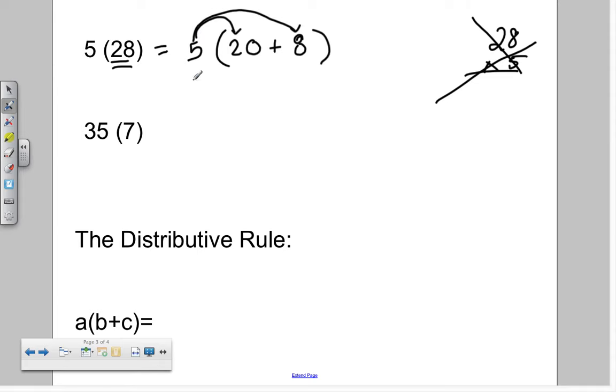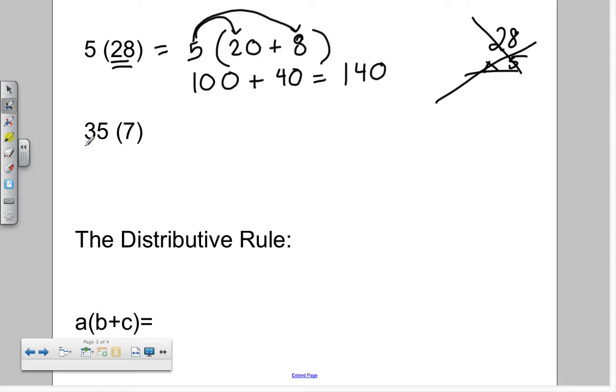So 5 times 20 is 100. 5 times 8 is 40. I put a plus in the middle, and I've got 140. So 5 times 28 is 140. And guess what? You might have been able to even do that in your head. But please, on your homework, show the steps.